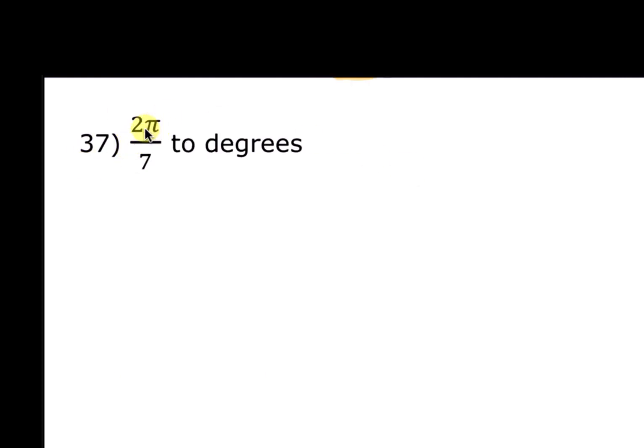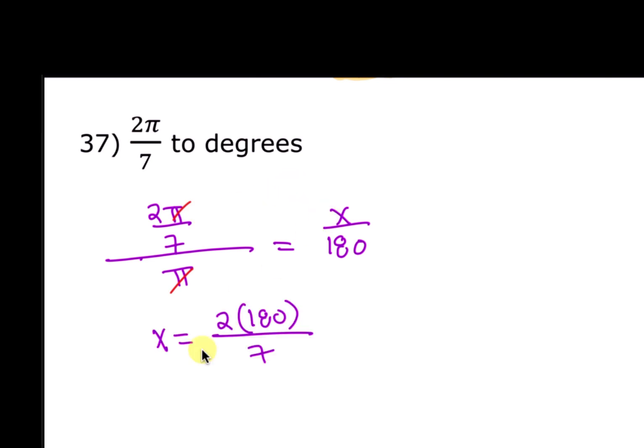For 37, we're converting 2 pi over 7 in radians to degrees. Using the ratio, where we just put the radian value over pi and is equal to x degrees over 180, then you'll just multiply by 180 to isolate the x. So x is 2 times 180 divided by 7. That's because these 2 pi's cancel out. So you just have the 180 times 2/7, and that's going to be 51.43 degrees.